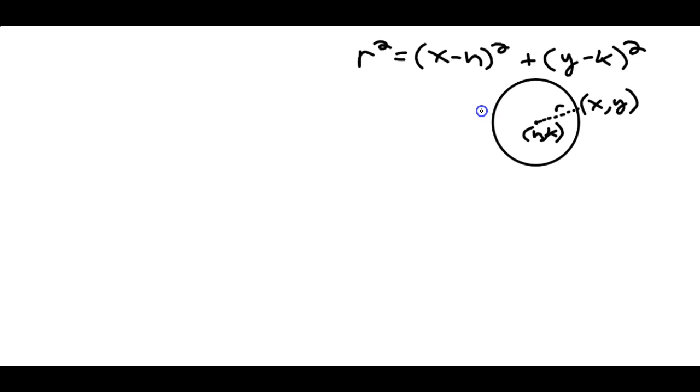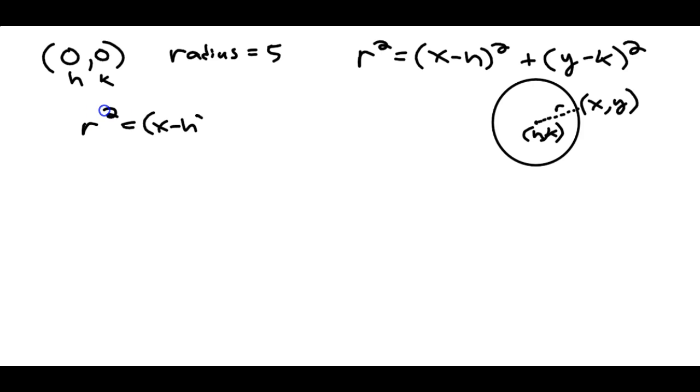So the first one I'm going to look at is number 70. It says suppose you have a circle centered at 0, 0, and they give you the radius of 5. What is the equation of that circle? Well, remember, this is the center, so we're going to label it h, k. And I just want you to write it out. The equation of the circle, r squared is equal to (x minus h) squared plus (y minus k) squared.